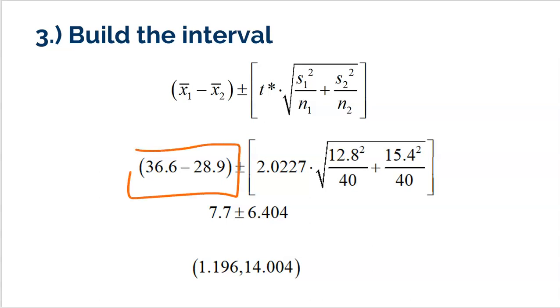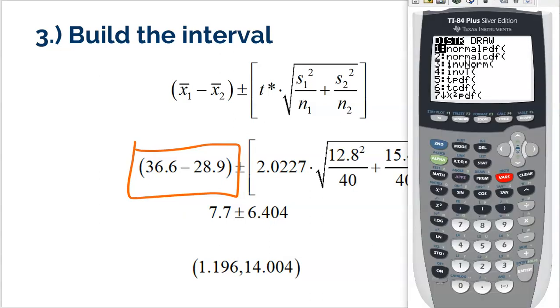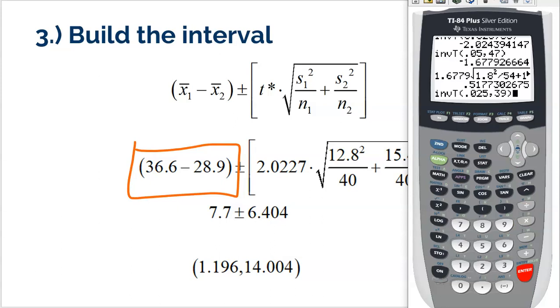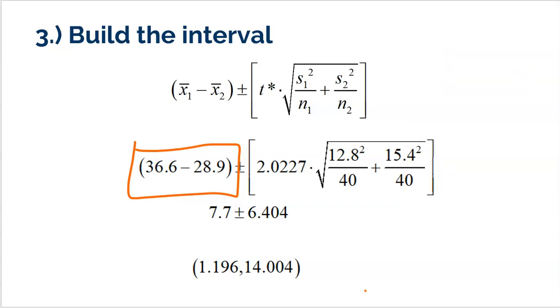So first is the difference between my 2 samples. 36.6 minus 28.9 was a 7.7 inch difference. The T star, let me just run through that real quick. Second vars, I'm going to go ahead and hit invert T here. 95% confidence, put 0.025 at the bottom. And 39 degrees of freedom that we discussed. And this is going to go ahead and get us that T star, 2.0227.